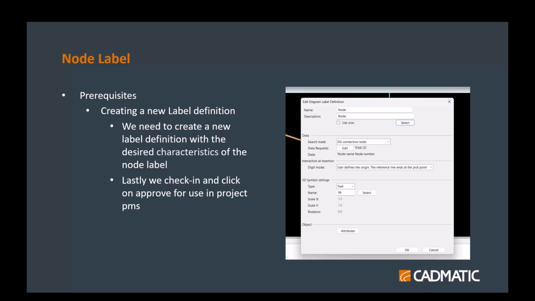In order to give the node a label, firstly, there is a prerequisite of creating a label definition. We need to create a label definition with the desired characteristics that you want to implement on the node label. Once that is done, we can check that in and click on approve for use in the project PMS.